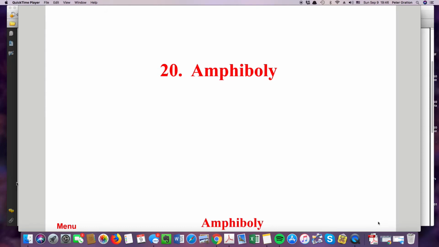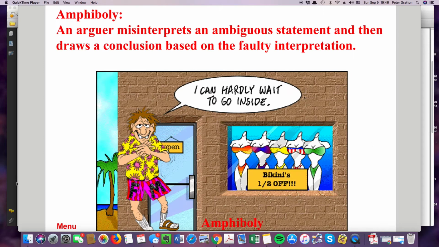And ambivalent, okay? I can hardly wait to go inside. Amphiboly happens when an arguer misinterprets an ambiguous statement and then draws a conclusion based on the faulty impression. Right? Okay? Bikinis half off. He's misreading this to think that women inside have bikinis half off.